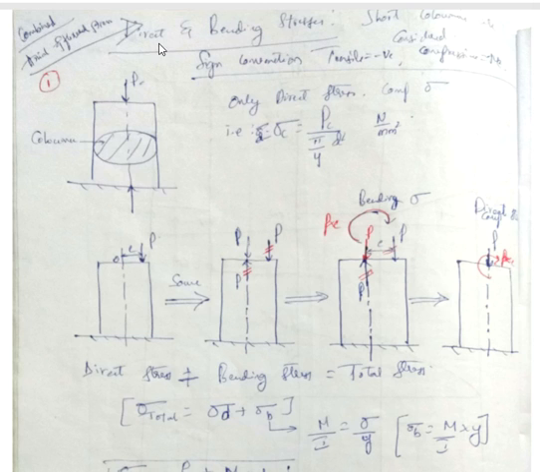These direct and bending stresses will be acting on a column, and when I'm talking about column, the columns are neither too short neither too long. The columns which we are going to analyze in this unit is medium columns, whose length is medium.